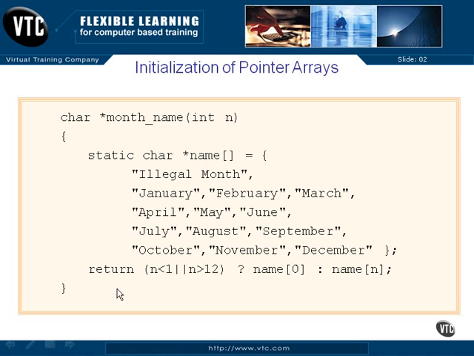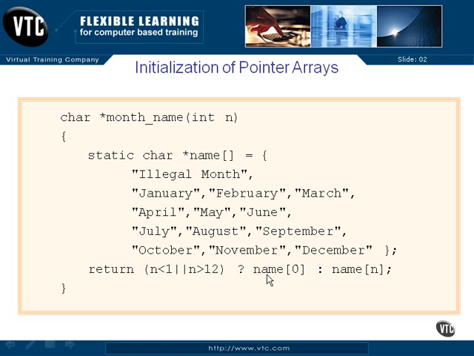Now here's our return. Our return is going to use our little decision character that we looked at, our comparison and return operator that we looked at a long time ago. We're going to do a quick check here and find out if n is less than 1 or n is greater than 12, that's an invalid month. And if that happens to be true, we will return this first value, which is name sub 0.